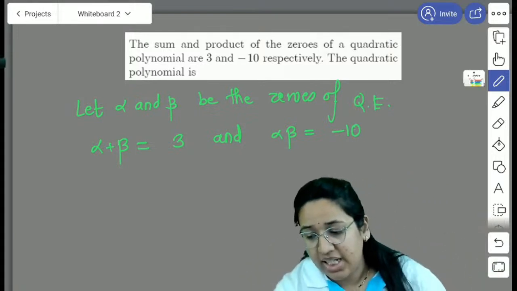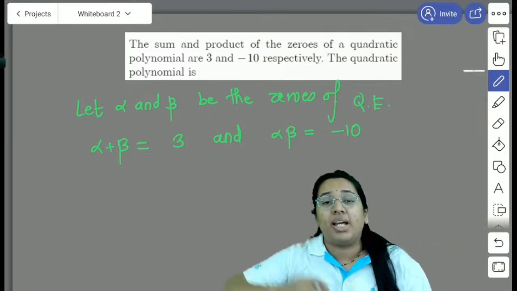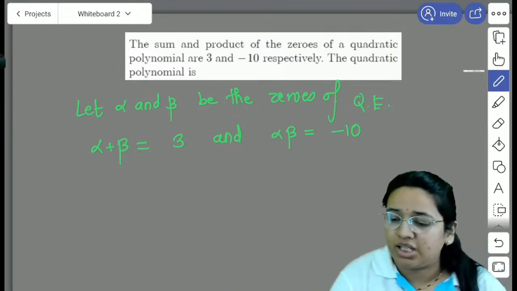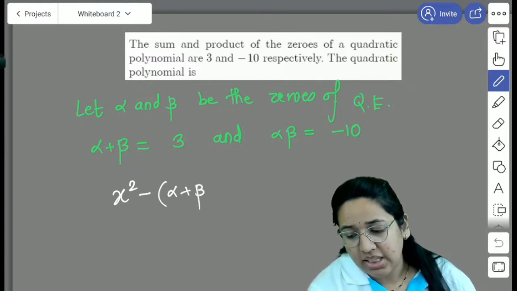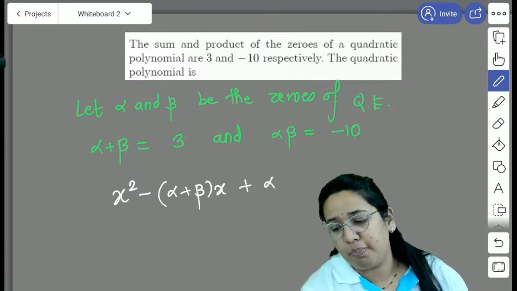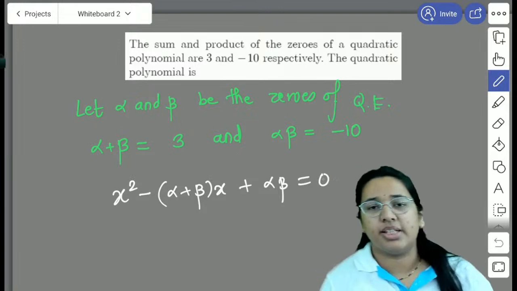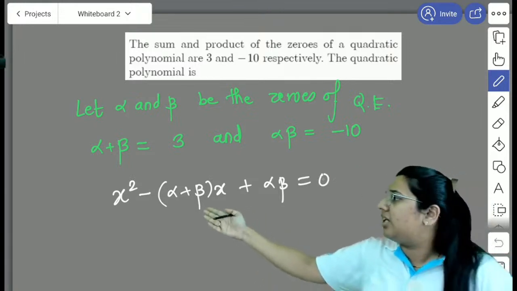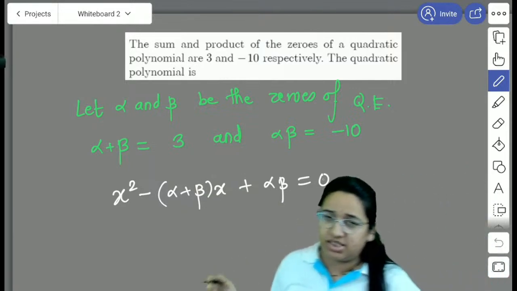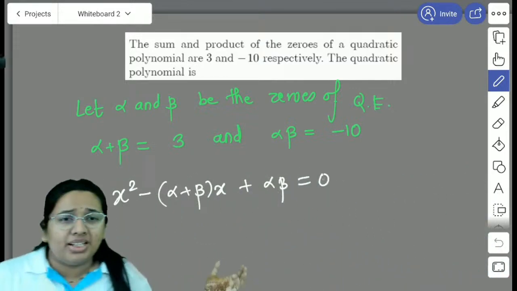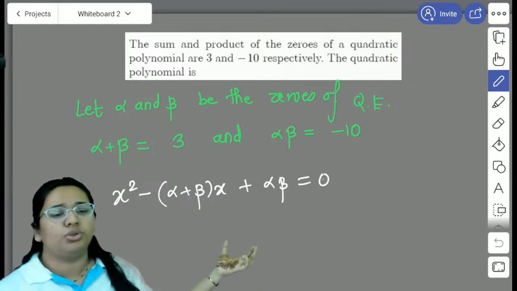We have that equation as x square minus sx plus p equals 0. That's it. Just put alpha plus beta as 3 and alpha into beta as minus 10. It is quite an easy one, right? You just have to go with it.